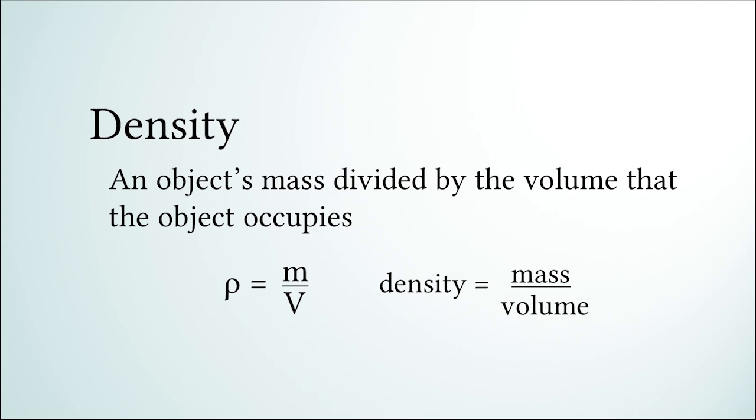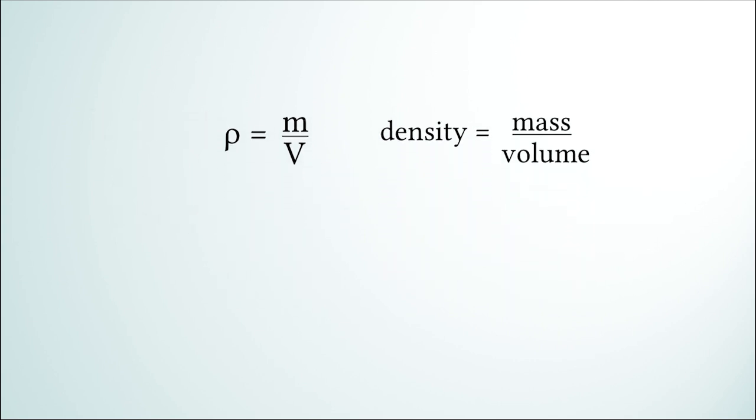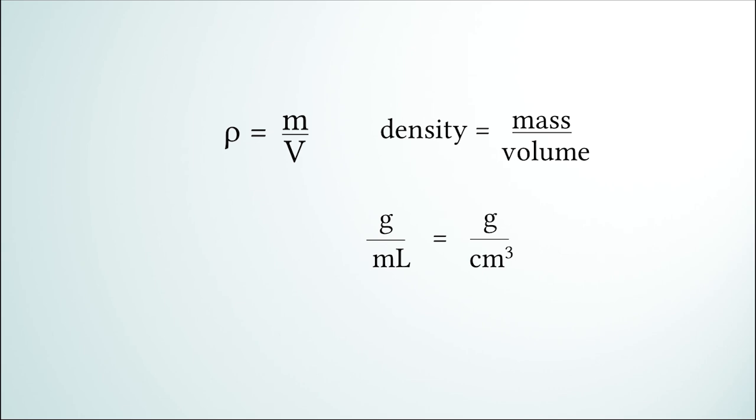Now let's go over the units of density. In chemistry, mass is most commonly measured in grams, and volume is most commonly measured in milliliters. So the units for density would be grams per milliliter. You may remember that 1 milliliter is equivalent to centimeters cubed, so we also can express density in grams per cubic centimeters. You can actually express density with any mass unit over any volume unit, but these are the two we will use in this course.